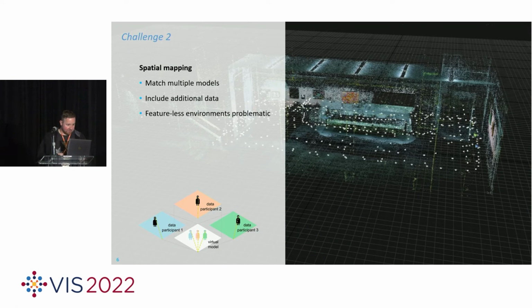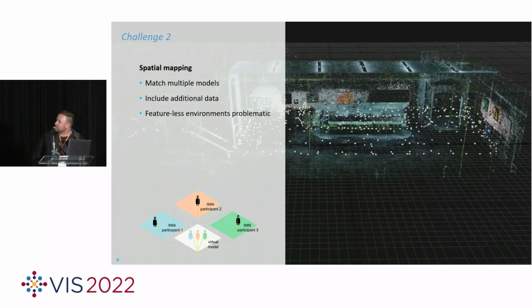The second challenge is the spatial mapping, where we have to match multiple models. If you put on your HoloLens on your participant, let one move around, record this, then get another participant and do the experiment again, you will get a lot of different coordinate systems that you have to match somehow. There is a lot done in this area with spatial anchors, where you pre-register some information and then can match these models together.